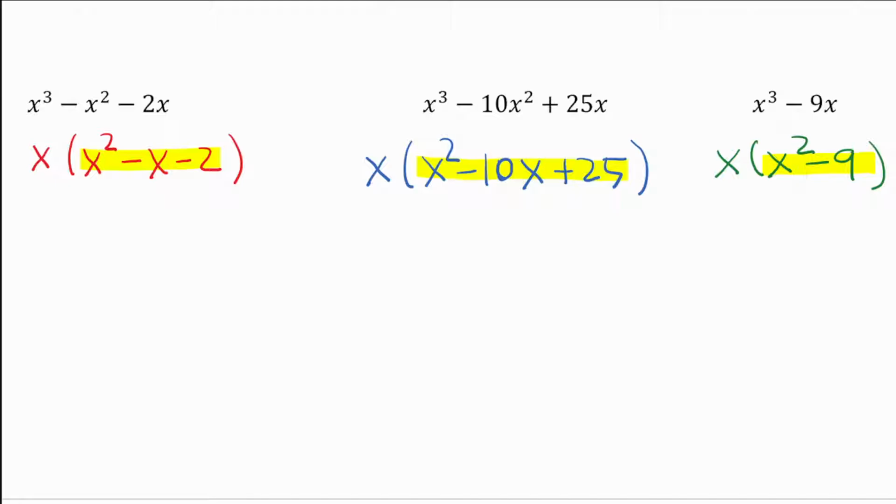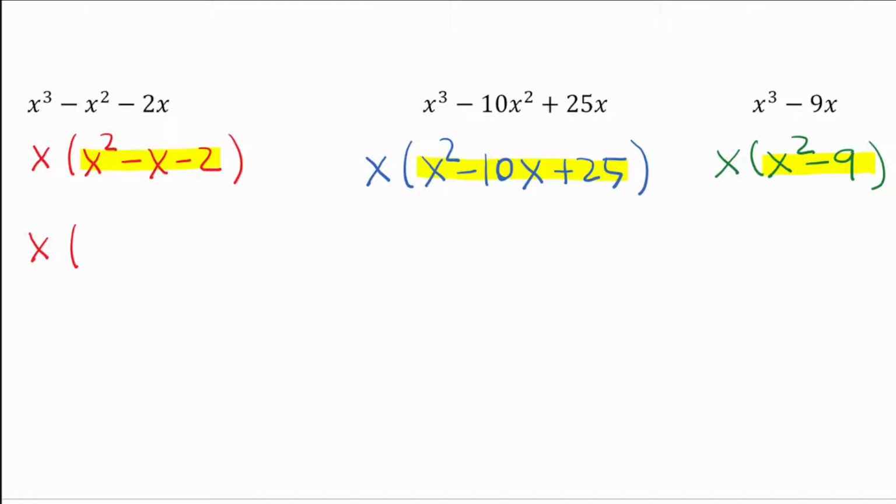Okay, and all three of these expressions that I've highlighted in yellow are expressions that we've already factored in this course. These are quadratics that we know how to factor. So we can take it a step farther and we can say, all right, x times, okay, what are two numbers that multiply to -2 and add to -1?